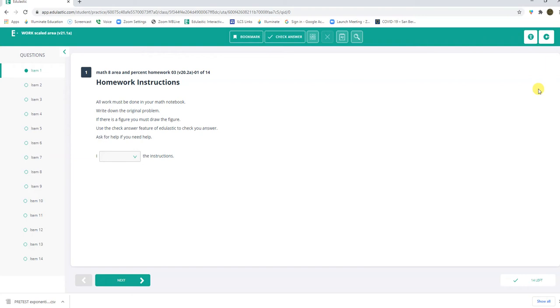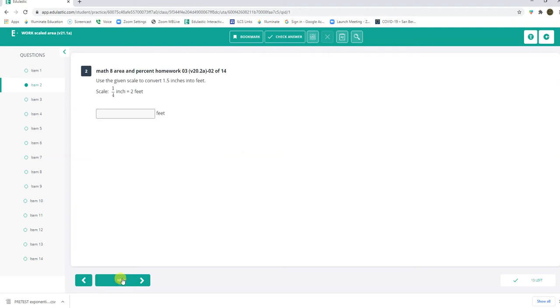All work must be done in your math notebook. Got it. Write down the original problem. Got it. If there's a figure, you must draw the figure. Got it. Use the check answer feature. Got it. I understand the instructions. Okay, so I do have a notebook right here, ready to go.